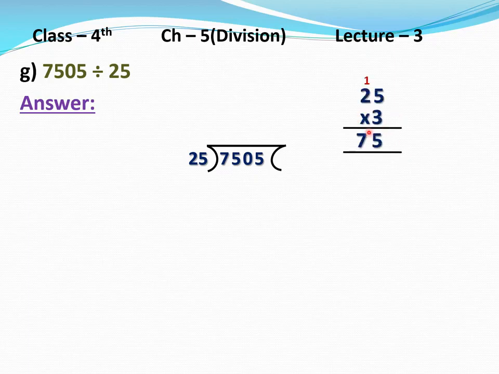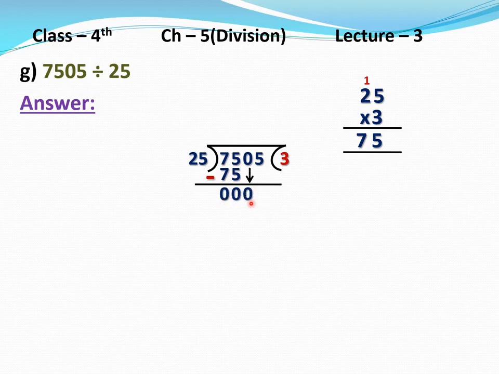See, 25 multiply 3. 3 5s are 15. Write 5 here and 1 carry. 3 2s are 6 plus 1, 7. Write 7 here. 25 multiply 3 equal to 75. Write down 3 here and write down 7 here. 25 multiply 3 equal to 75. Okay. Now we will do subtraction. 5 minus 5, 0. 7 minus 7, 0.